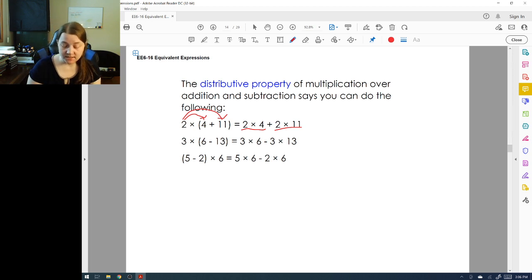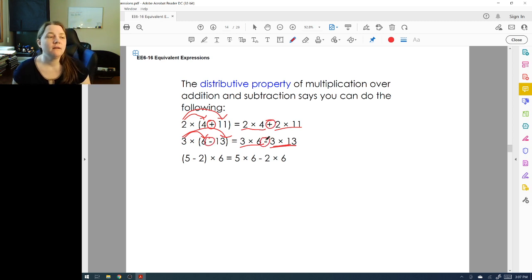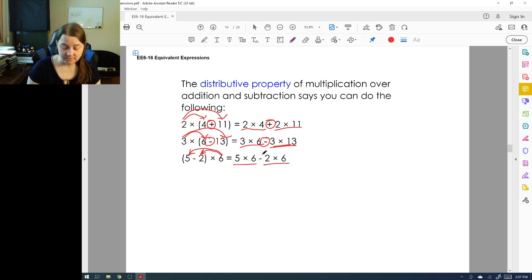You see 3 times 6 minus 13 is the same thing as saying 3 times 6 minus 3 times 13. See the plus sign here, the plus sign here, subtraction here, subtraction here. Very important to keep in mind. Over here, they flip-flopped the order. They put the 6 on the other side. Not a big deal. 6 times 5, 6 times 2. And that subtraction sign in between.